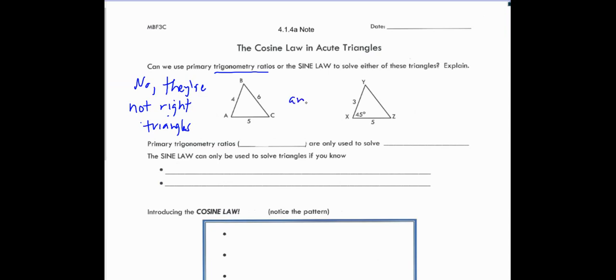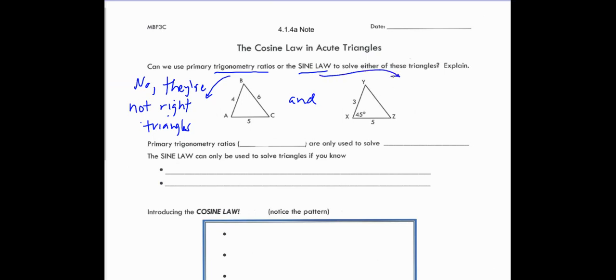And in another case, let's check out sine law. What would we need for sine law? Well, we would need a pairing. So let's take angle A. Well, we're missing the angle of that pairing. We're missing the angle for the pairing of B and the pairing of C. So we don't have a pairing. On this side, we have the angle, but we don't have the side. So we're missing a pairing here. In all cases, we're missing pairings.